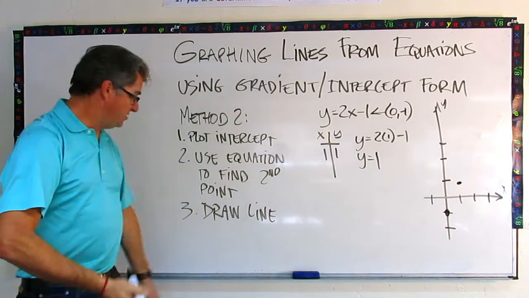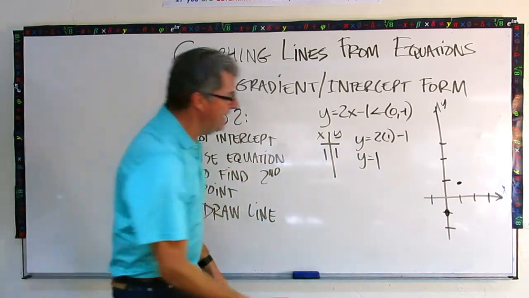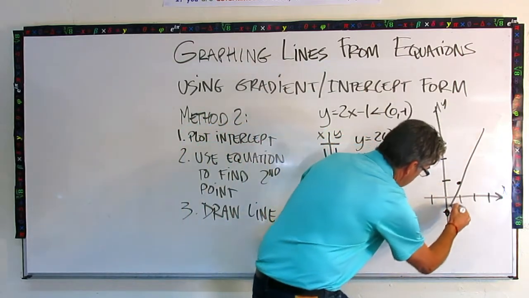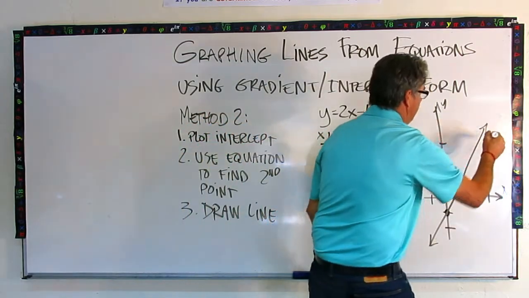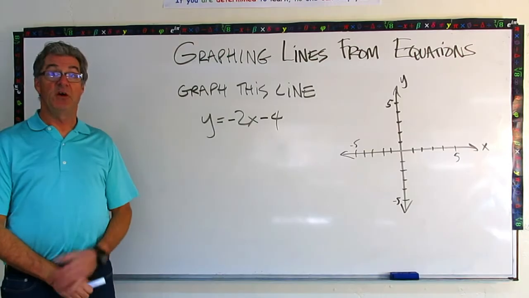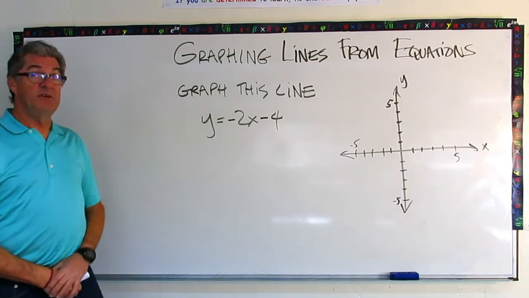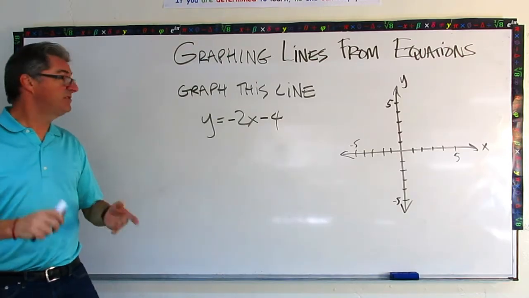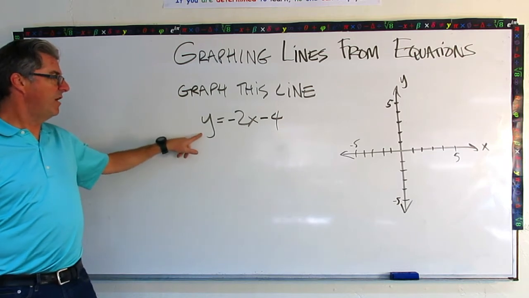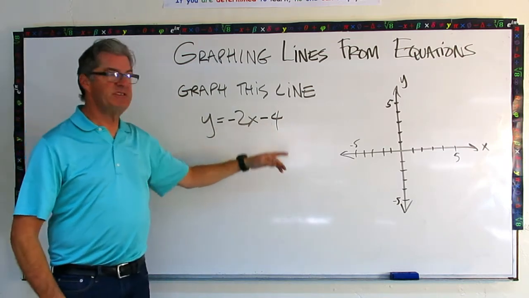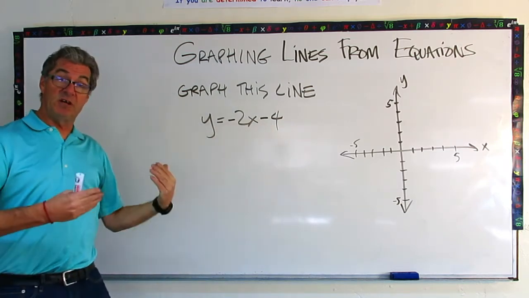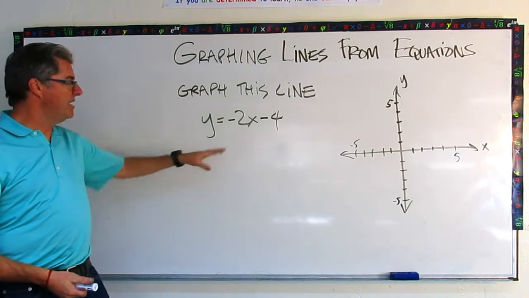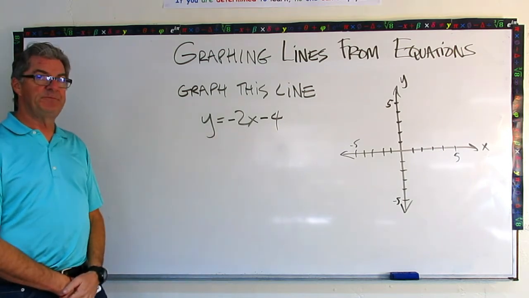Okay, now I have my 2 points. All I need to do is draw my line. Like that. Now I'd like you to try one. You can use either of those 2 methods. Graph this line: y equals -2x minus 4. So pause the video, consult your notes, and see if you can create a nice graph of this line.